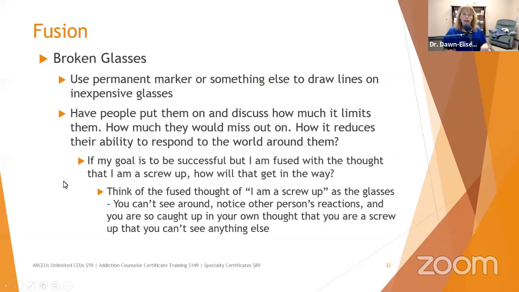Encourage people to get some cheap glasses at the dollar store or something. Use permanent marker to draw lines on those inexpensive glasses. And obviously you keep these for multiple groups, so it's a little expensive, but it's worth it. So people are looking through these glasses that are all marked up. Discuss how much it limits them when they have those glasses on. How much would they miss out on if they had to walk around with those glasses on all day long? How does it reduce their ability to respond to the world around them?